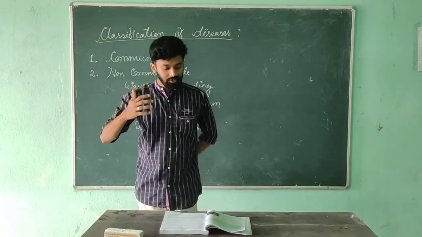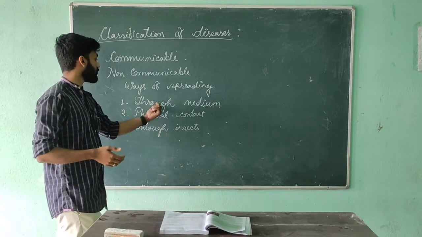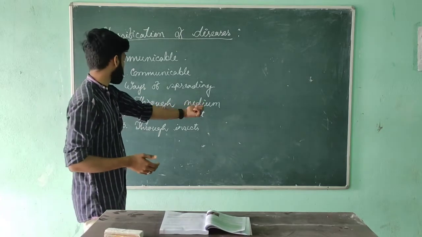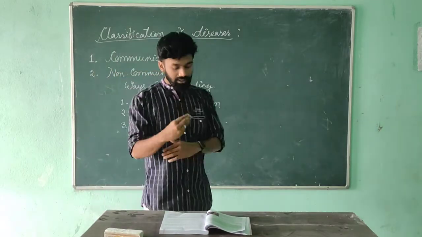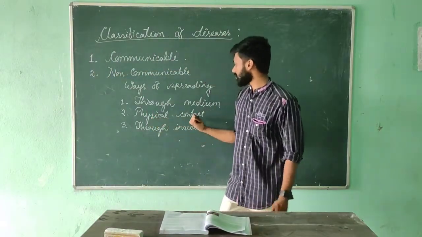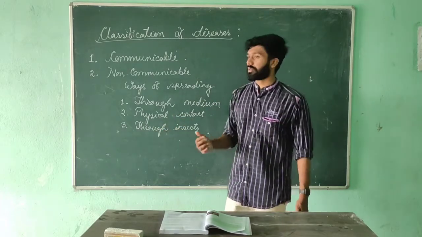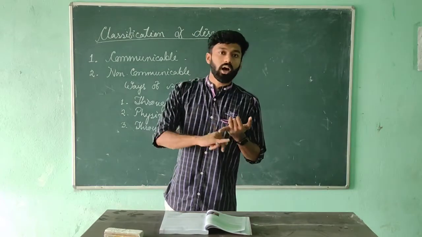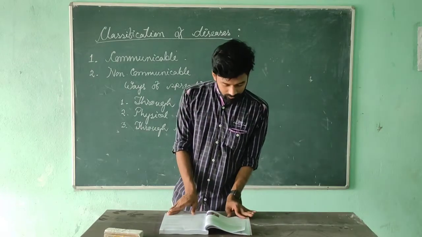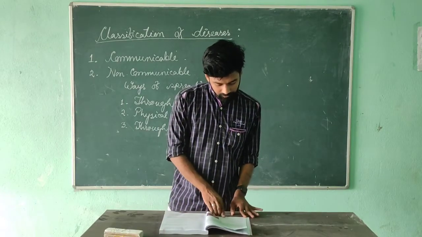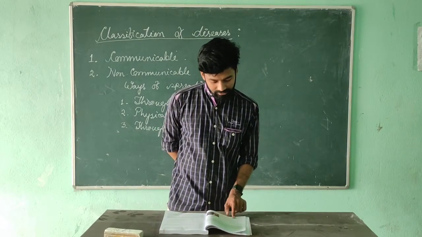Those diseases which can be spread through air, we classify under this way of spreading as through medium. Then physical contact: by touch or contact, the virus or bacteria can be spread. Then through insects, like housefly, mosquito, etc. In the textbook, some examples of communicable disease given are common cold, cholera, chickenpox, tuberculosis, etc.